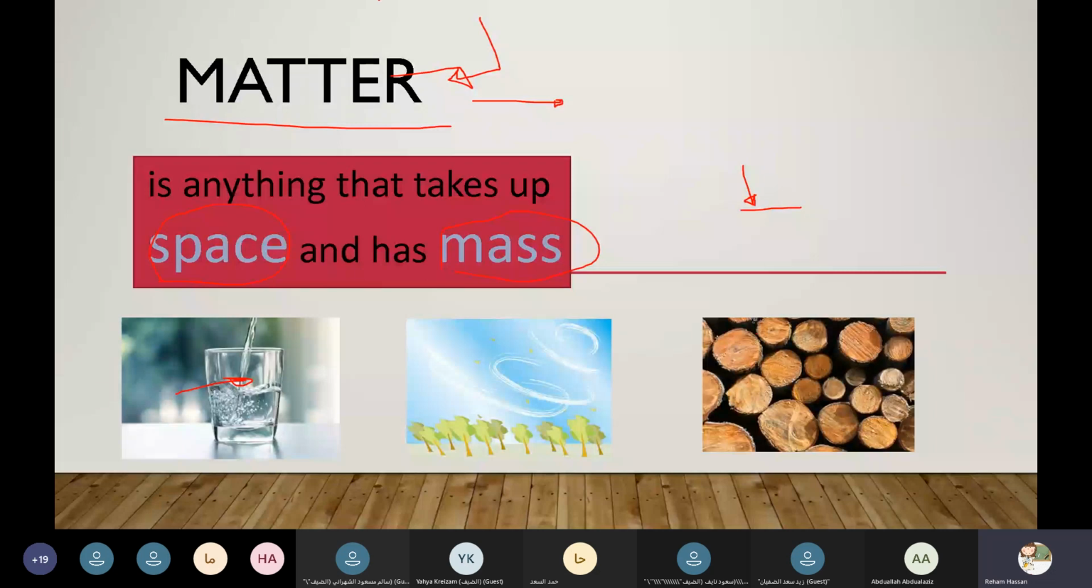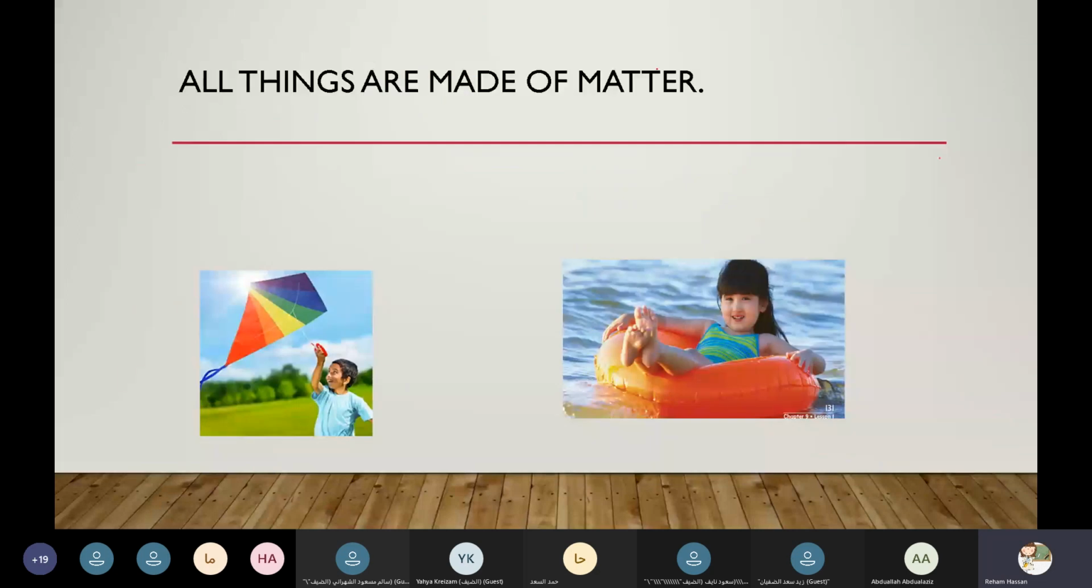So first, matter is anything that takes up space and has mass. All things are made of matter. Who can give me examples of matter? Yes, Abdullah Muhammad Sayyid.